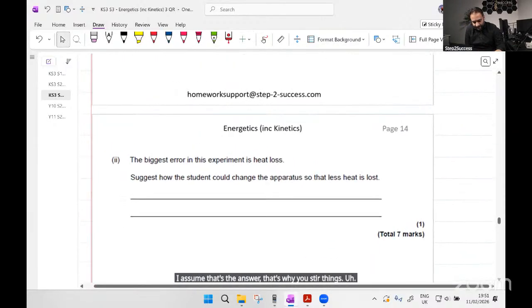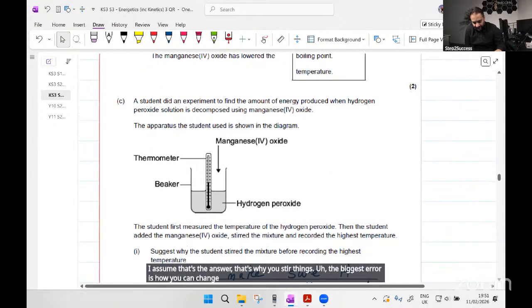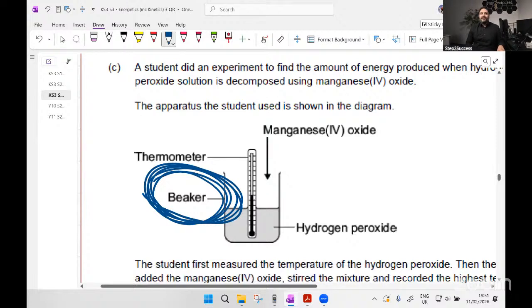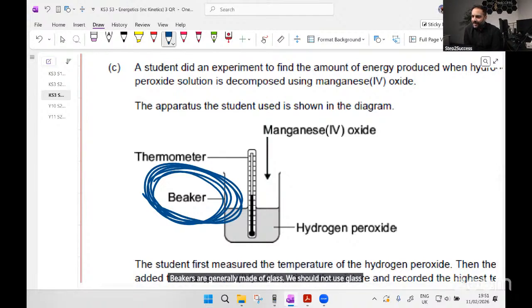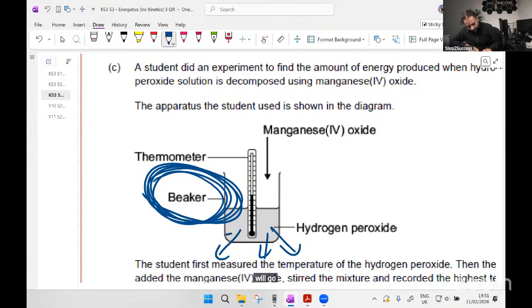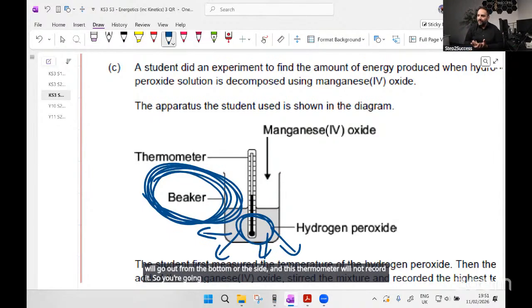The biggest error is how you can change the apparatus. Again, same thing. Beakers are generally made of glass. We should not use glass beakers in an experiment about temperature because a lot of the heat will go out from the bottom or the side, and this thermometer will not record it. So you're going to be getting wrong results, won't you? So you should use a polystyrene cup.